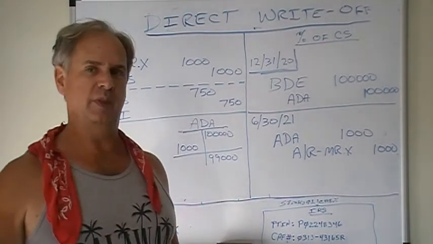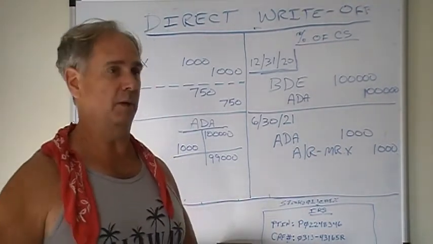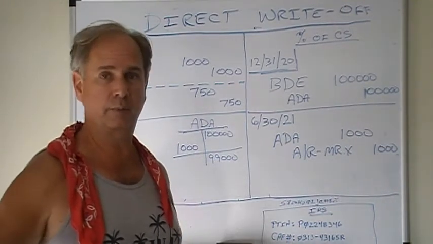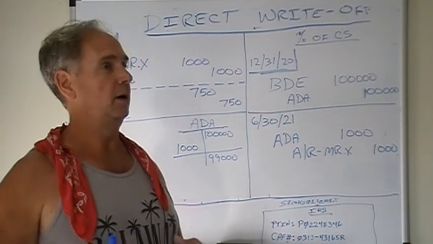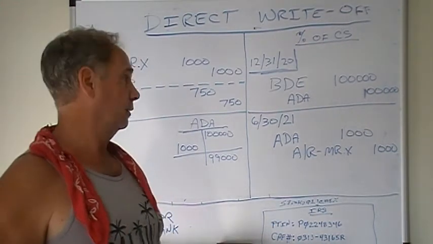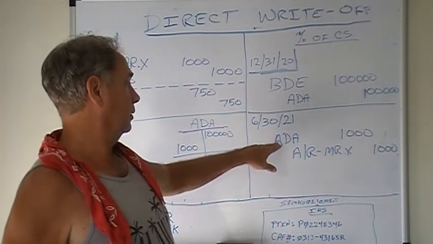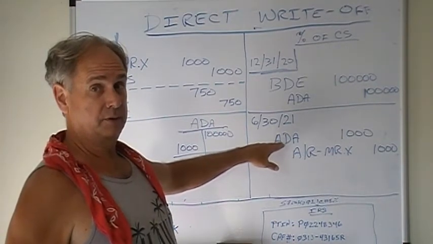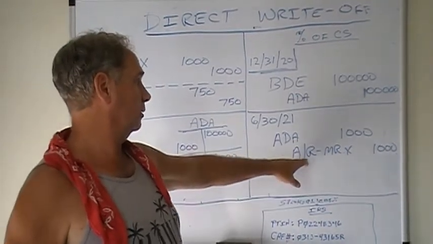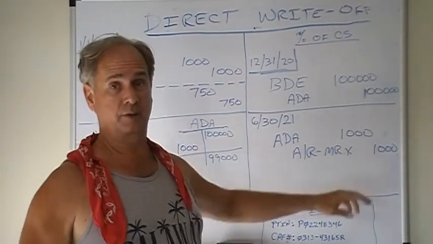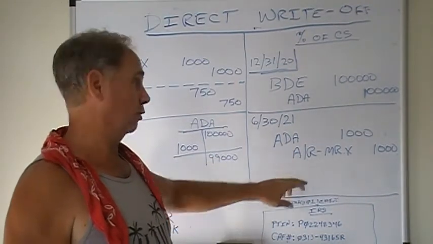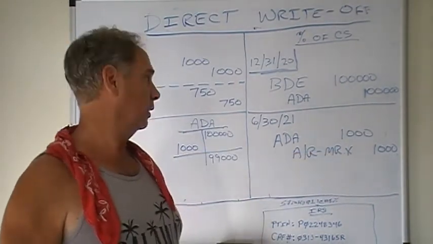And then I find out the guy has died. Okay, I'm never going to get that money back. I'm never going to get that $1,000 back from him. I missed the probate. The estate has been dissolved. I'm out of luck. Then I debit the allowance for doubtful accounts account for $1,000, and I credit the account receivable Mr. X for $1,000. So I zero out the account receivable by crediting it for $1,000.